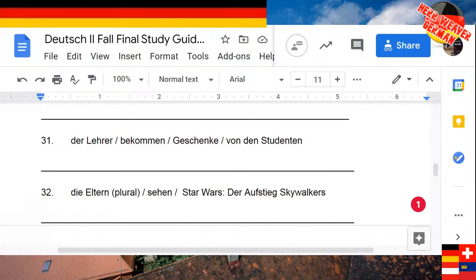Wait, did you say hatte? Did you guys say something? Verkaufte. Isn't that the verb verkaufen? I thought we were just supposed to put kauf. No, verkaufen is to sell. Kaufen is to buy.